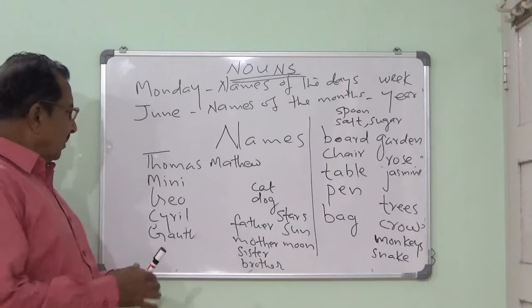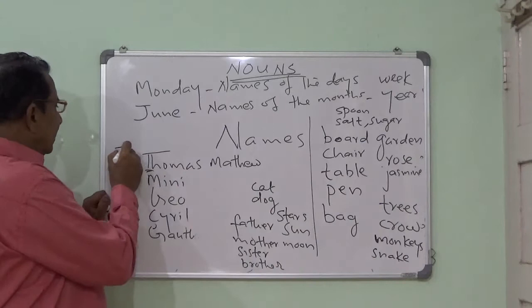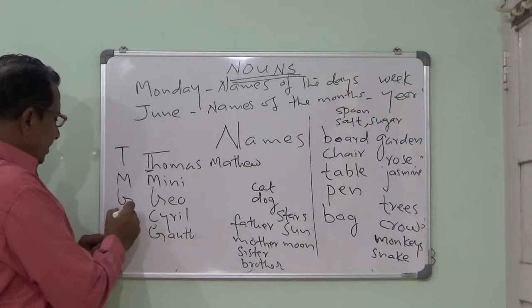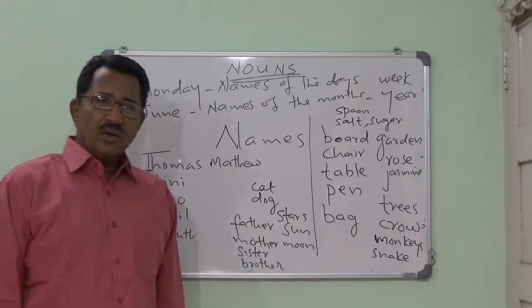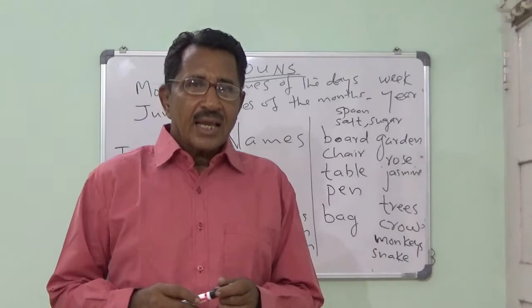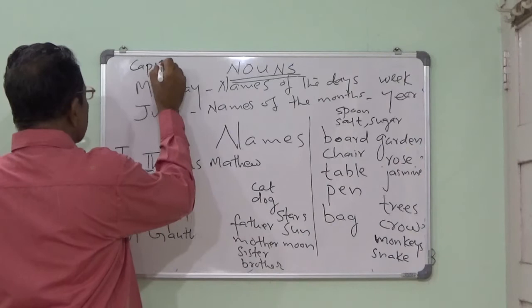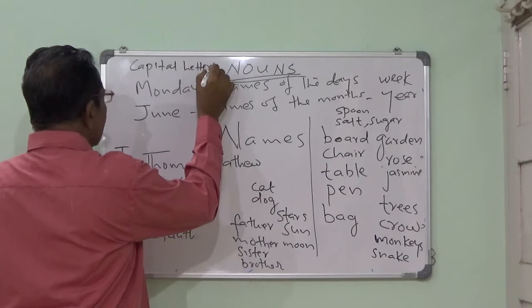Some words are written with big letters. See here, T. See here, M. See here, G, C, G again. The big letters. What do you call these big letters? These big letters are called the capital letters. You remember I told you in the last class, what are capital letters? Capital letters of the English alphabet.